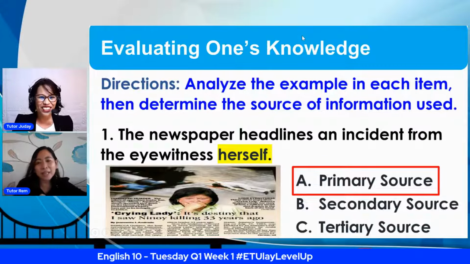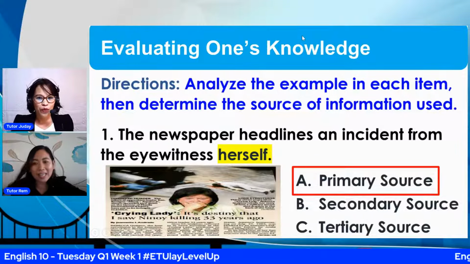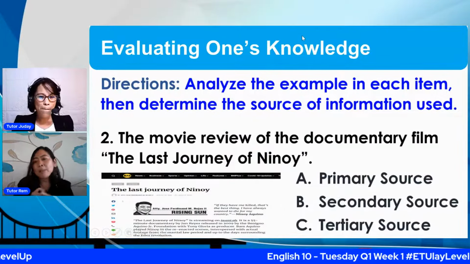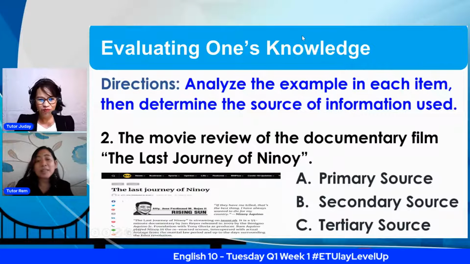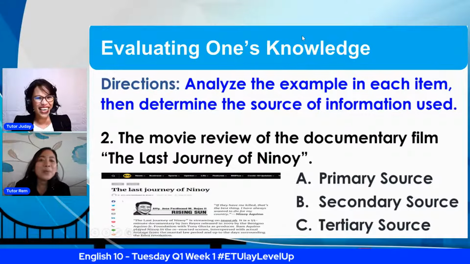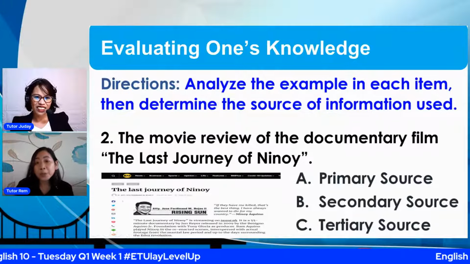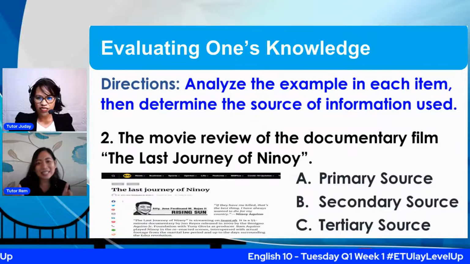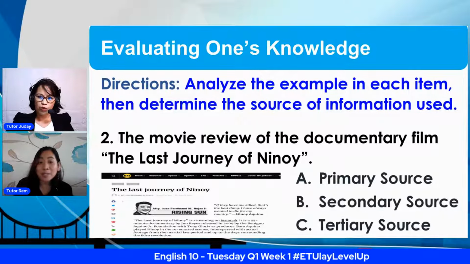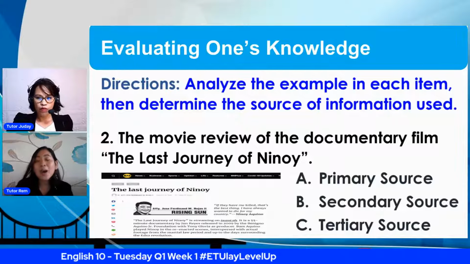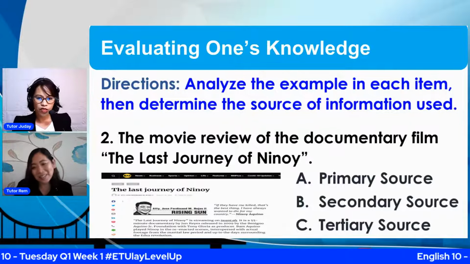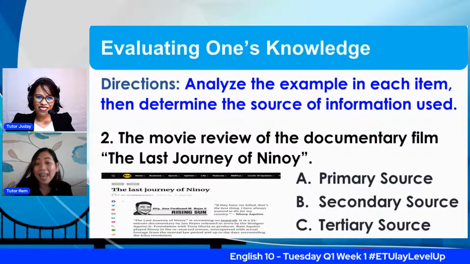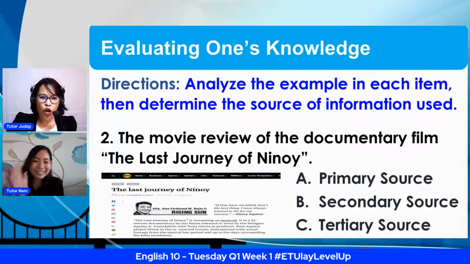I think they are ready for number two, tutor guide Jedi. Let me read to you the second one. Do not forget, in answering, type the item number two and then the letter of your answer. The movie review of the documentary film The Last Journey of Ninoy. So what is this? Is this A, primary source, B, secondary source, or letter C, tertiary source? Comment down the item number two and the letter of your answer. Is it A, B, or C?